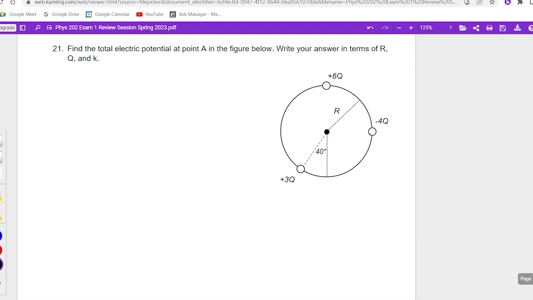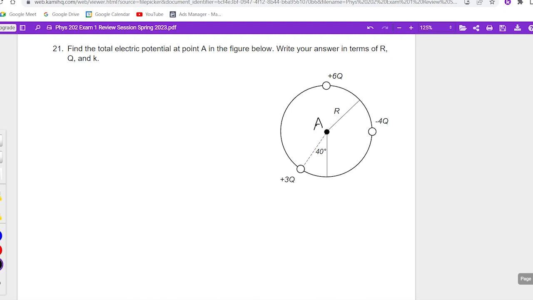21, find the total electric potential at point A. I don't even think I labeled point A. Point A is like right here in the figure below. Write your answer in terms of R, Q, and K. Okay, that's fine. So if we want to find electric potential, again, we use superposition. We use superposition all the time in physics, electricity and magnetism. And so what that means is you just look at one charge at a time.